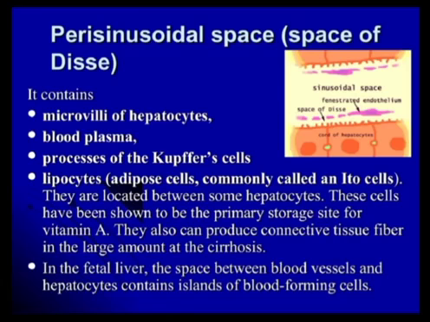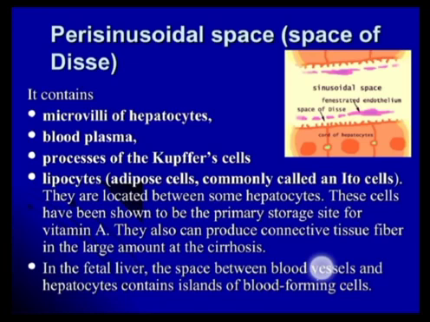This is the hepatocyte wall of this sinusoidal perisinusoidal space. On one side it has got the hepatocytes, and this domain of the hepatocytes has got the microvilli. They are entering into the space of Disse just to increase the surface area. And then we have got the blood plasma present here in the space of Disse, and there are processes of the Kupffer cells also.